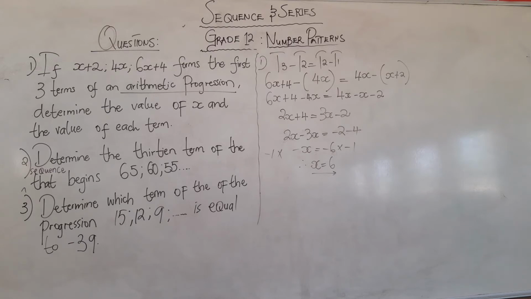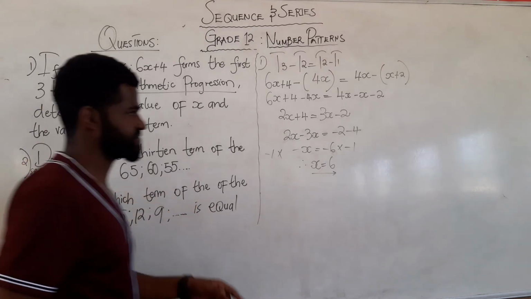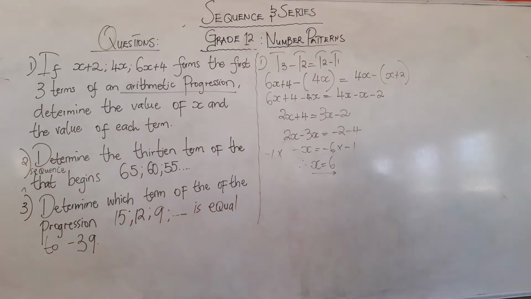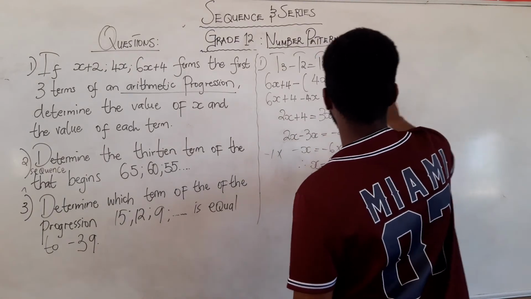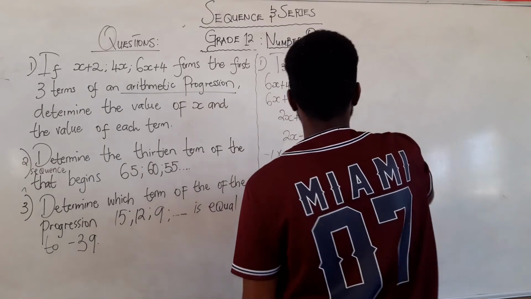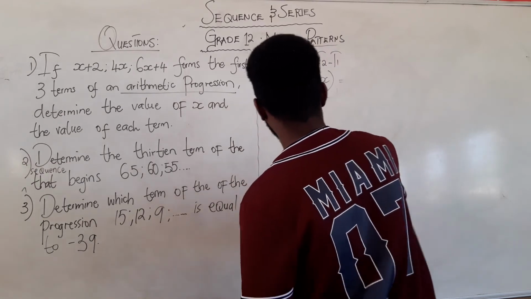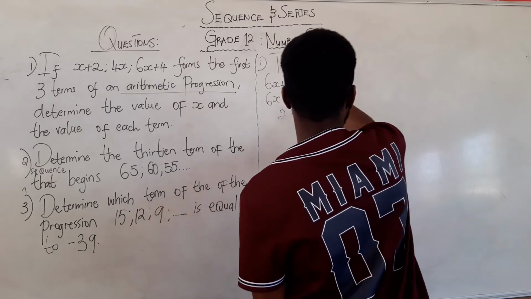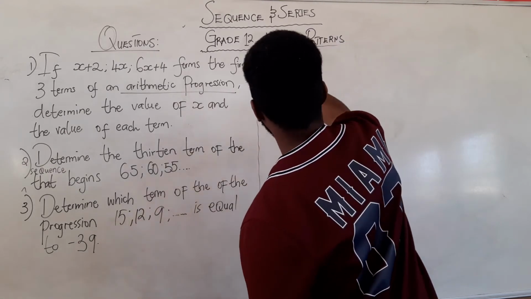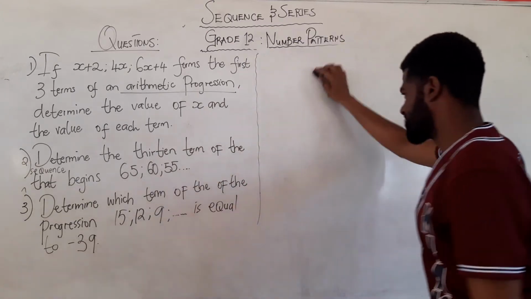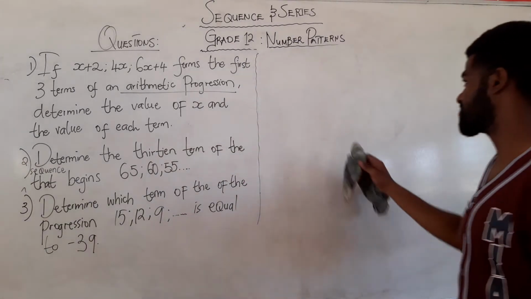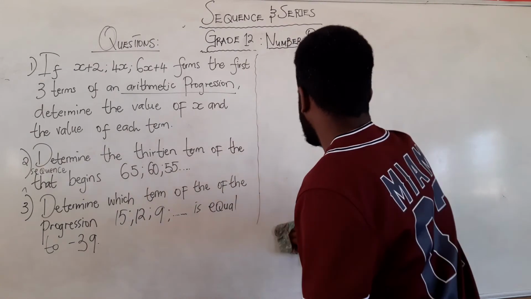Now, taking a look at our three terms, 65, 60 and 55, you'll realize that this is an arithmetic sequence. 55 minus 60 is negative 5. 60 minus 65 is negative 5. It is a common difference. Whenever you subtract and you find your common difference to be a specific number, then it is an arithmetic sequence. We have a common difference, therefore it is an arithmetic sequence.